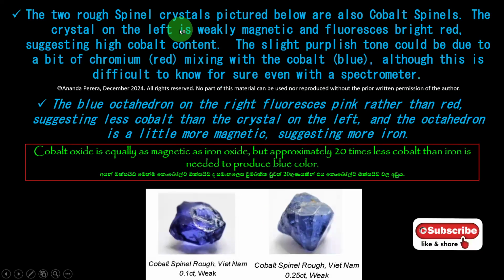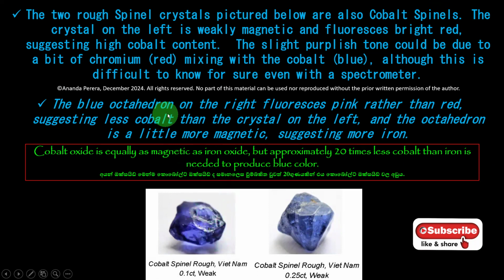The two rough spinel crystals pictured below are also cobalt spinels. Both are cobalt. The crystal on the left is weakly magnetic and fluoresces bright red, suggesting high cobalt content. The slight purplish tone could be due to a bit of chromium, that means red, mixing with the cobalt blue, although this is difficult to know for sure even with the spectrometer.